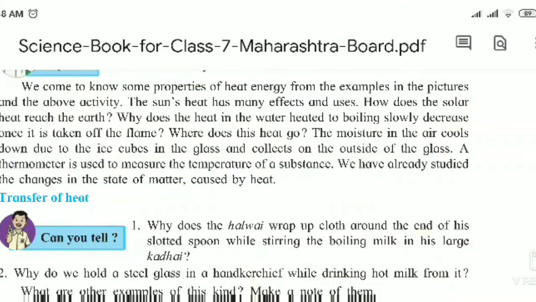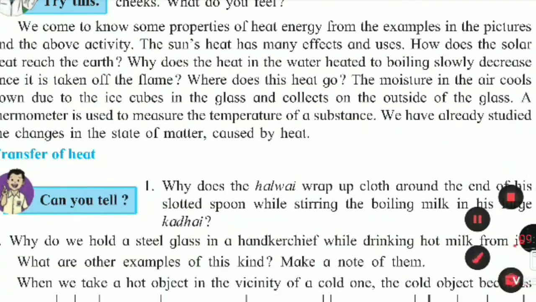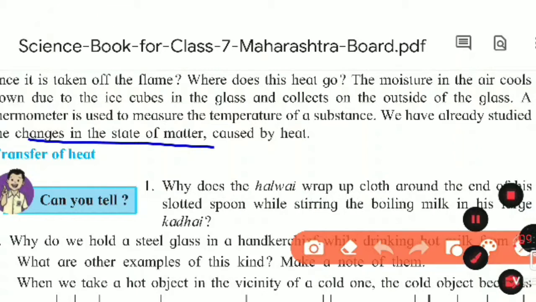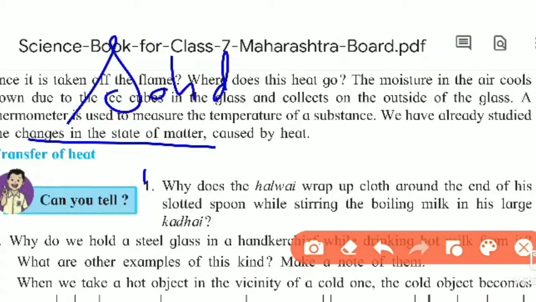We have already studied the changes in the states of matter caused by heat. The states of matter: solid, for example ice, turns to liquid. Solid turns to liquid means ice turns to water.